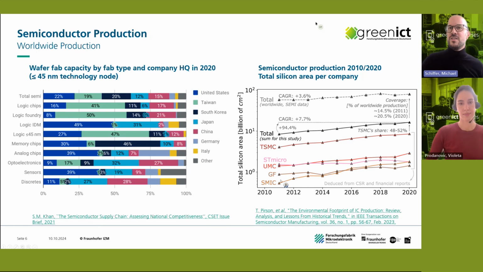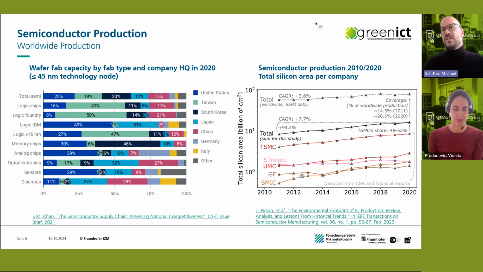On the right side, you can see that the global semiconductor production is still rising. This is from a study from 2023. They more or less dealt with these companies because they could get the data from the financial reports and also CSRs that were enough to generate the data for this graph. And you can clearly see that TSMC is still leading. So this is not a linear axis.